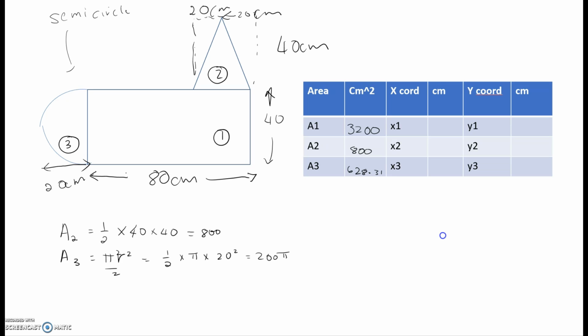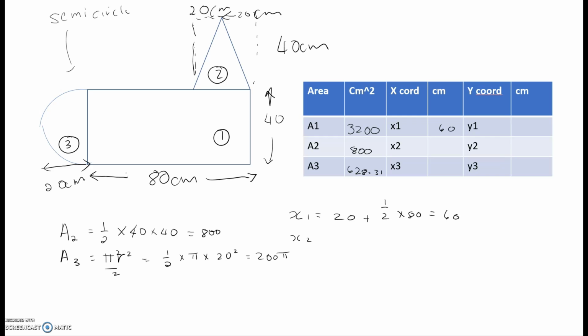Now we need to find x1. x1 is going to be halfway along this semicircle and the rectangle. So it's going to be 20 plus half of 80, so it's going to be 60. So I can put that in there.